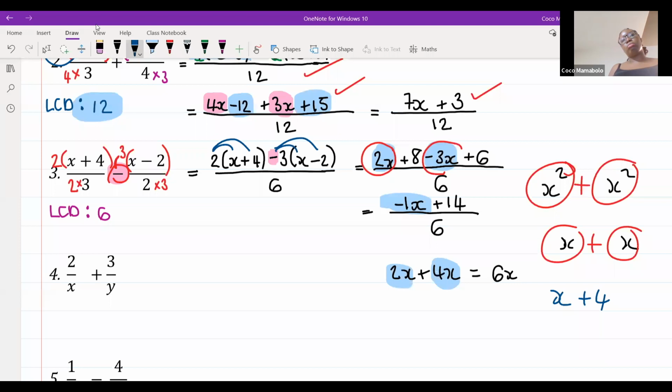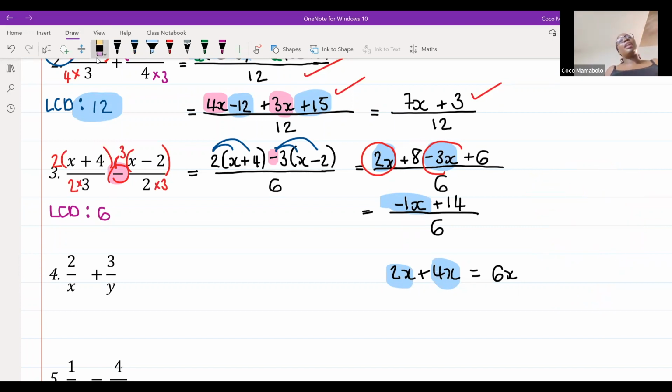No, ma'am. Why not? Does 4 have an x? No, it doesn't have an x. So I can't add them together. I can only add and subtract things that have like terms. Does that make sense? Yes, ma'am. I hope that made sense.